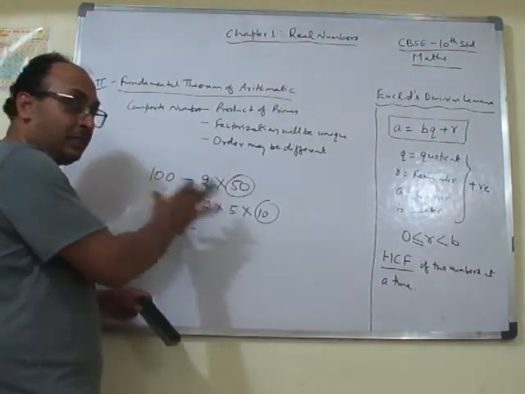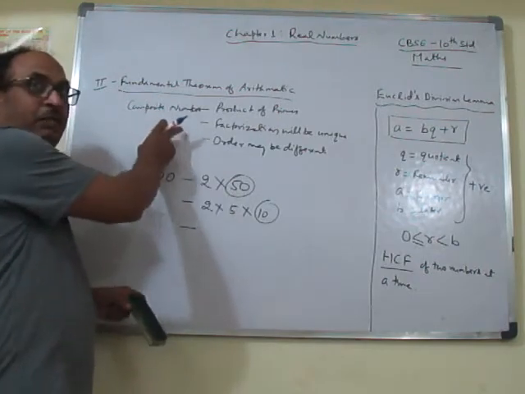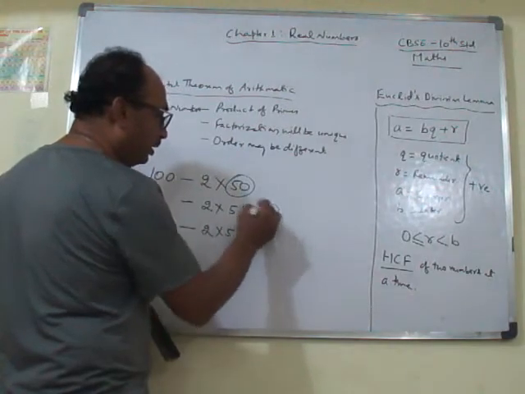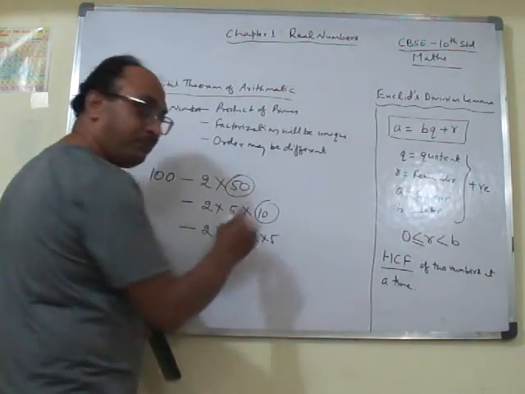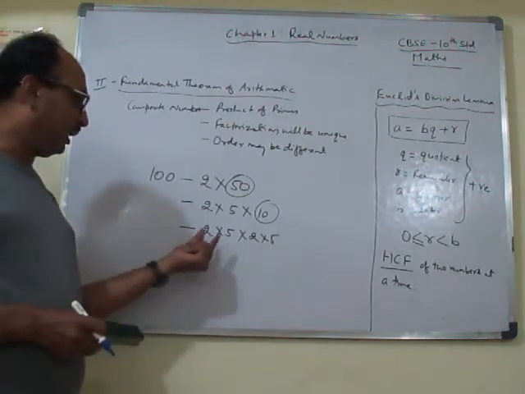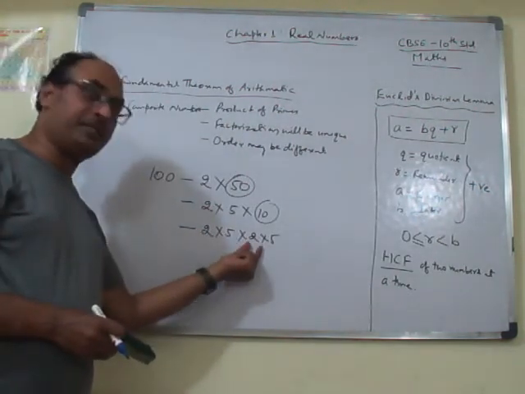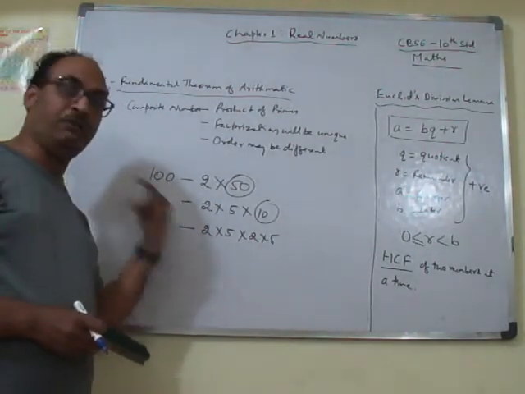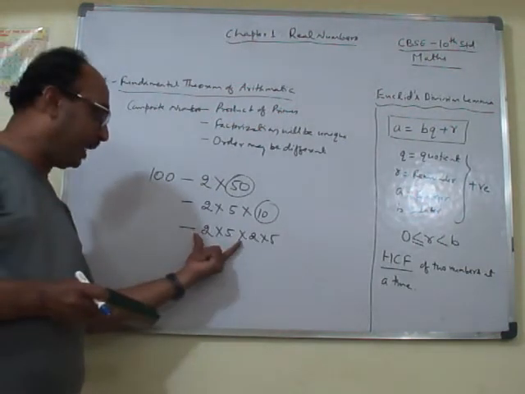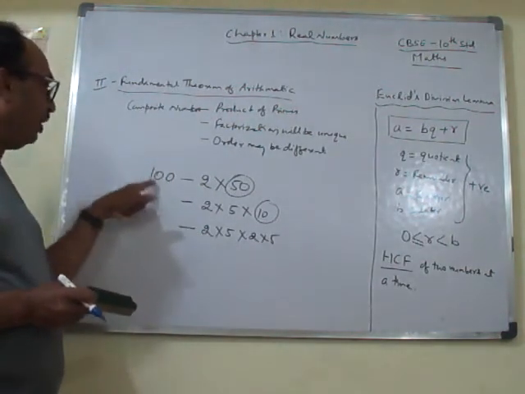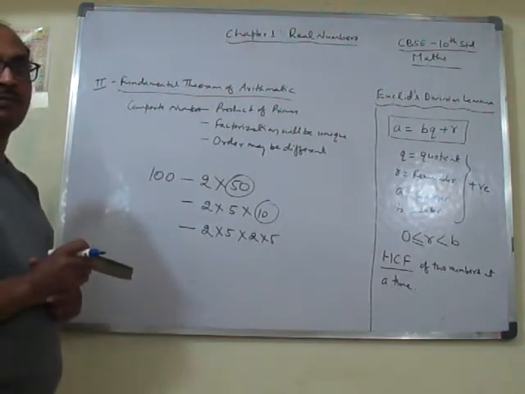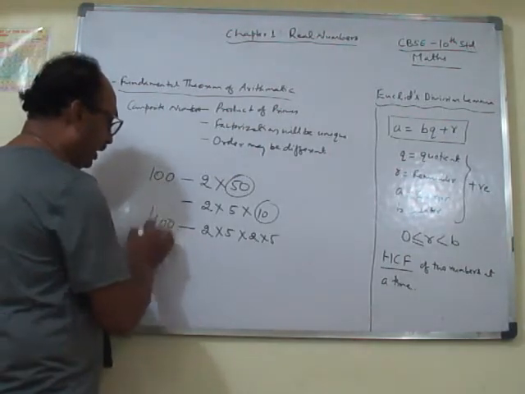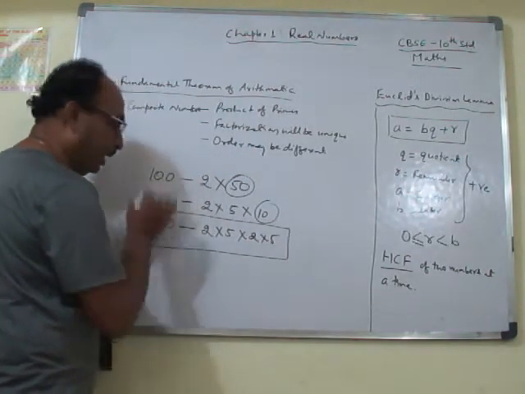Till now it is not satisfying the fundamental theorem of arithmetic. So next I will write 10 as 2 into 5. Now you see that I have written 2 here and another 2 here, not in ascending or descending order. This order may be different, but this unique factorization holds for 100. So 100 is now converted into a product of primes.